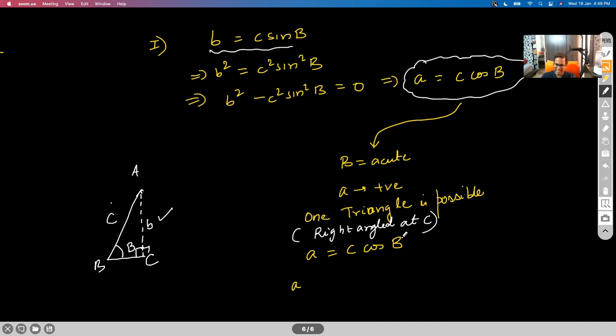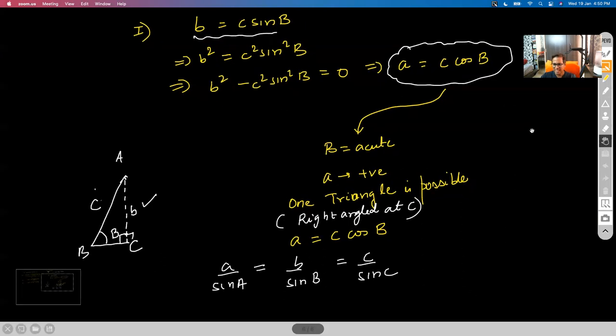Now, this can be proved very easily by using your sine law as well. So we already know in sine law that b by sine B is equal to c by sine C, is equal to a by sine A. Yes or no? We'll come to that obtuse part. That's why I made only one branch out of it.